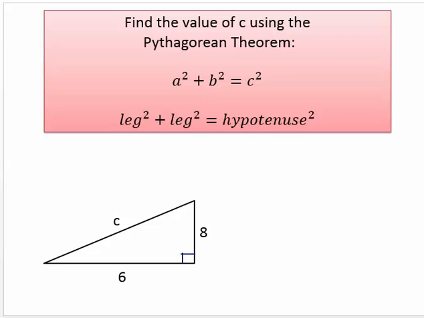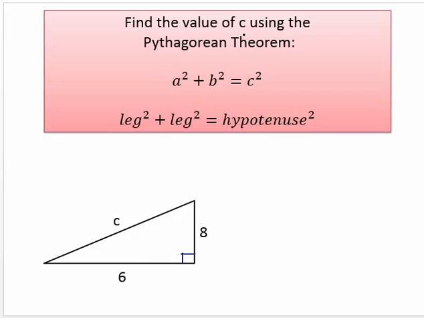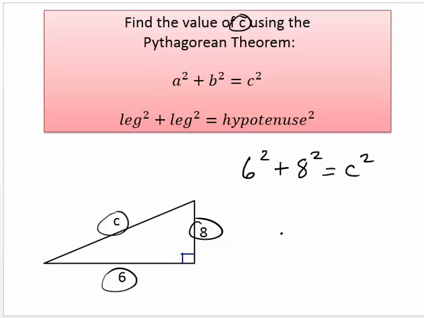Now let's do some real basic problems with the Pythagorean theorem. We're supposed to find the value of c using the Pythagorean theorem. So let's find this c. The first thing you have to notice is that c is the hypotenuse in this diagram. So this is a leg and this is a leg. Leg squared plus leg squared equals hypotenuse squared, and my hypotenuse in this case is c. 6 squared is 36. 8 squared is 8 times 8, which is 64, equals c squared. So we get 100 equals c squared.